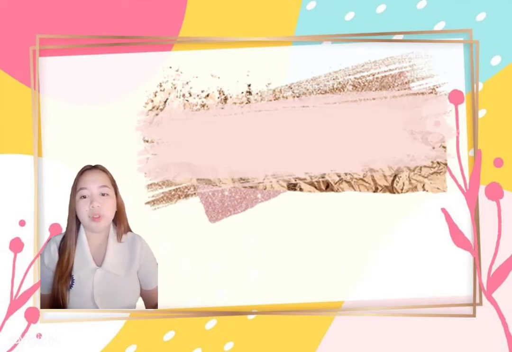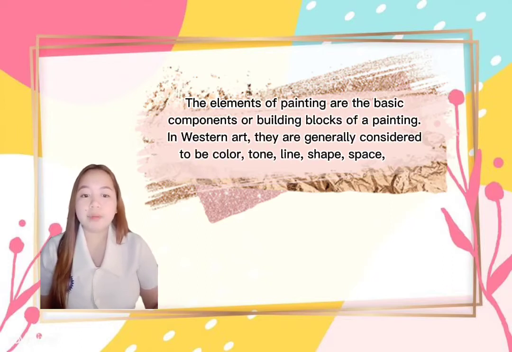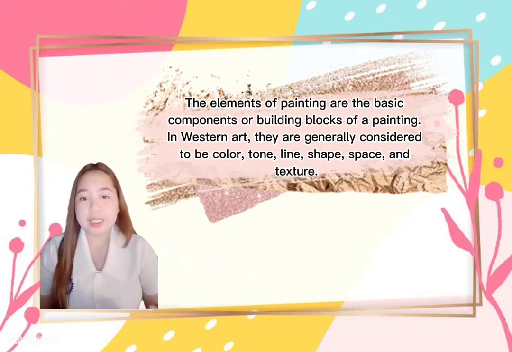So let us now move on to the elements of painting. The elements of painting are the basic components or building blocks of a painting. In Western art, they are generally considered to be color, tone, line, shape, space, and texture. In general, we tend to agree that there are 7 formal elements of art. However, in a 2-dimensional medium, form is dropped. So we really have 6 basic elements of painting. We can also bring 4 additional elements, which are composition, direction, size, and time or movement, to round it off at an even 10 elements of painting.